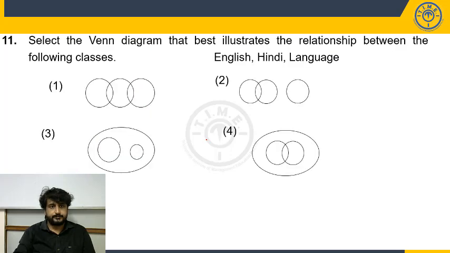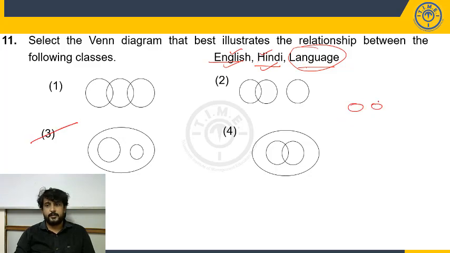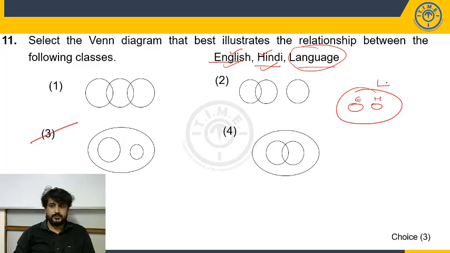Okay? Next. Select the Venn diagram that best illustrates the relation between the following classes. English, Hindi and language. English and Hindi are different languages, and these two are part of languages. So these two should be separate and these two should come inside this. So choice 3 is matching. So these two are separate and these two come into the language. Choice 3. Fine.